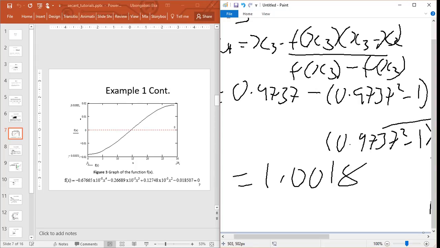Solving this, you get 1.0018. And this is close enough to the initial value, which is 1.